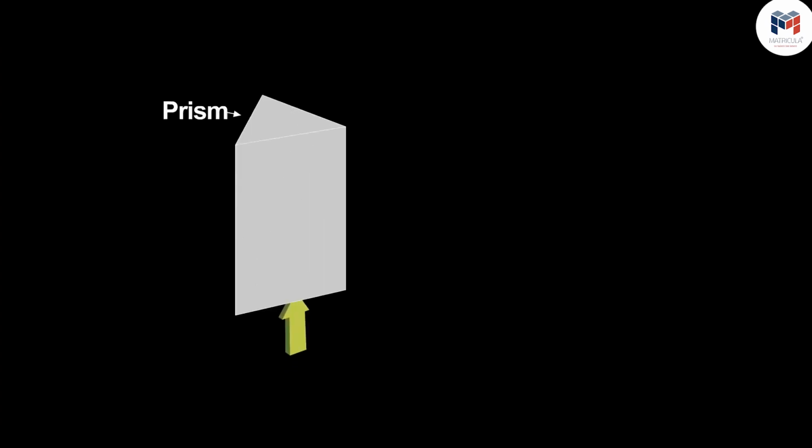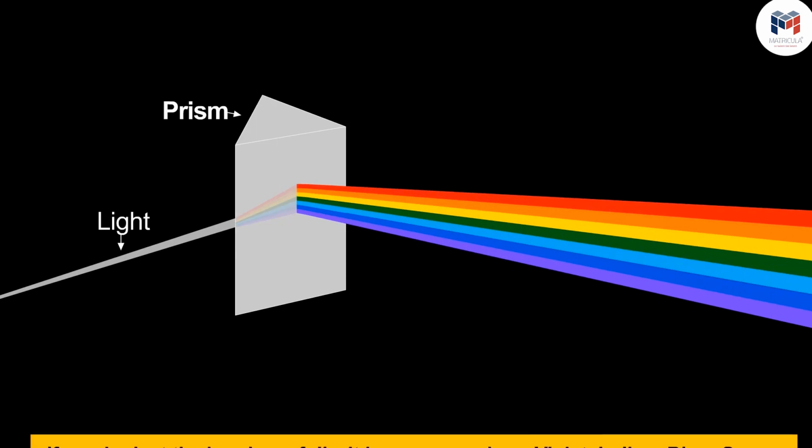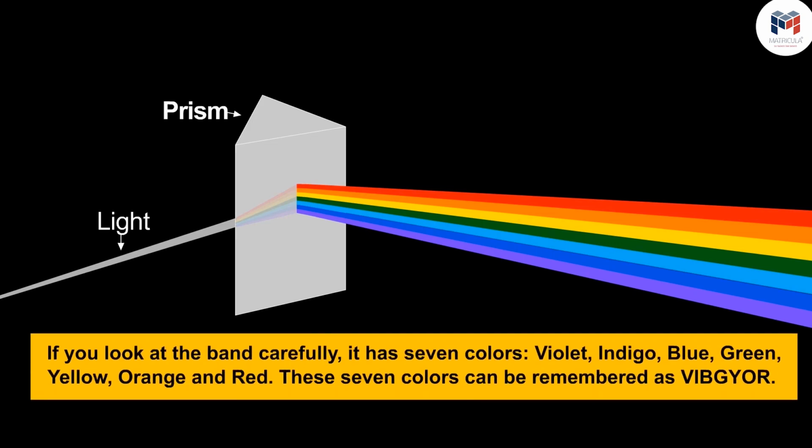In a dark room, place the prism on the base of the triangle and focus light on any of the rectangular surfaces. As soon as the light falls on the prism, on the other side we'll see a band of some colors. If you look at the band carefully, it has 7 colors in it: violet, indigo, blue, green, yellow, orange and red. These 7 colors can be remembered as VIBGYOR.